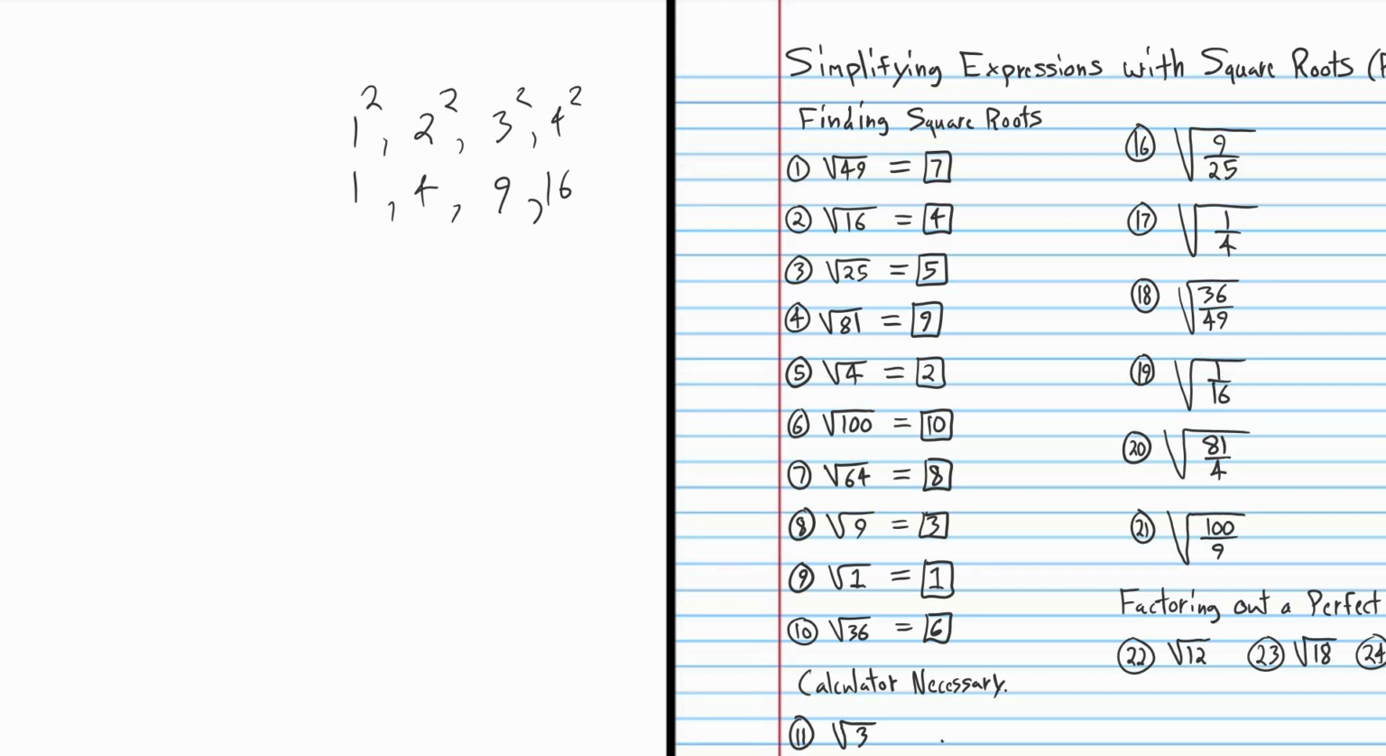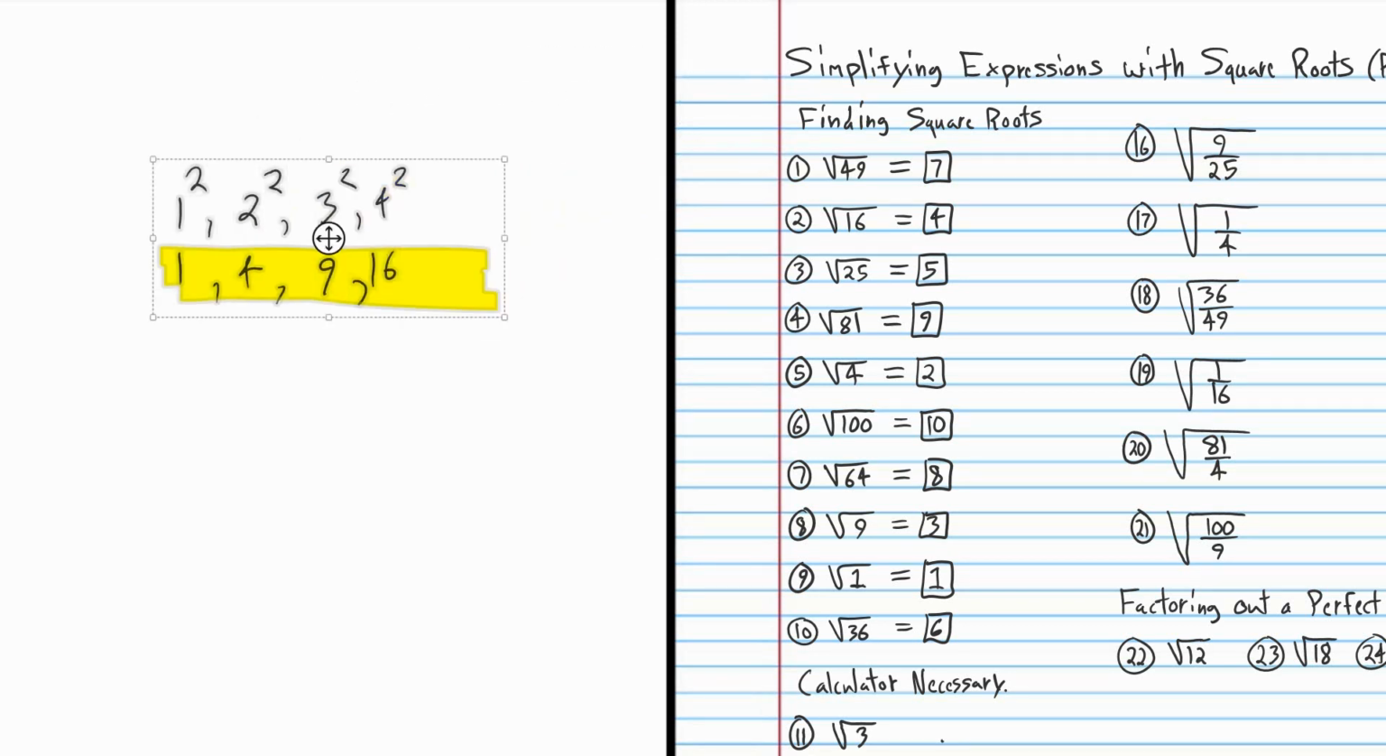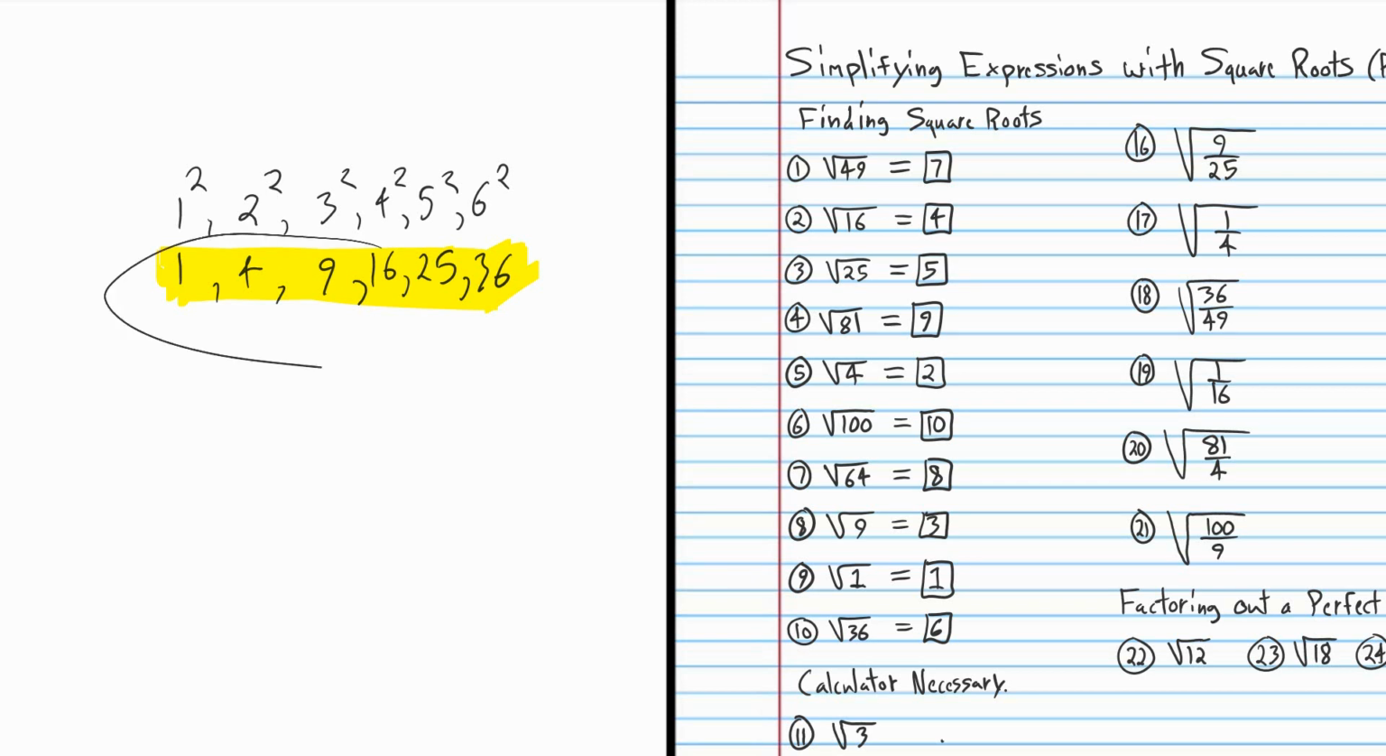The numbers down here are perfect squares because they're the result of the square of a number. And we have 5 squared is 25, and 6 squared is 36, and so on and so forth. I'm not going to write all of them, but these numbers in the yellow are perfect squares. So when you try to find the square root of a perfect square, it's really easy because you just go back to these numbers here. That's why it was easy to find the square root of the problems that we did in problem numbers 1 through 10.